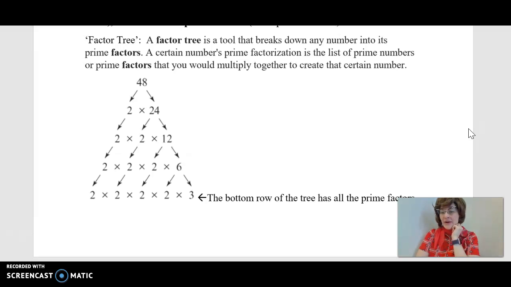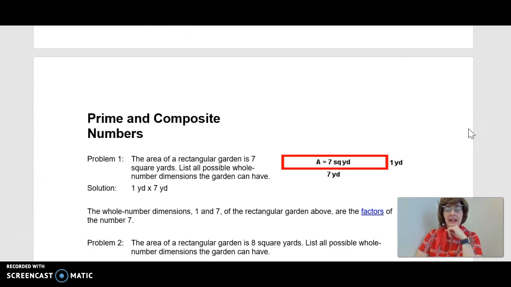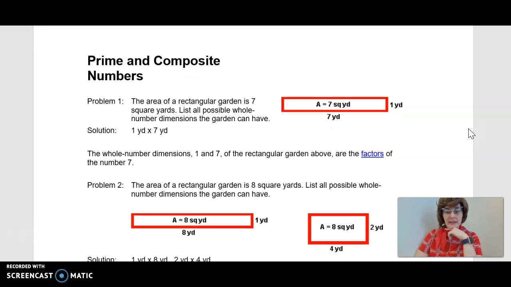Every other number is going to have its own special set of prime factors. They're sort of like the special ingredients. And again, they can only make that one number. So each number is very special in that it can be broken down into a set of prime factors that are going to be unique to that number. So let's work a little bit with prime and composite numbers.